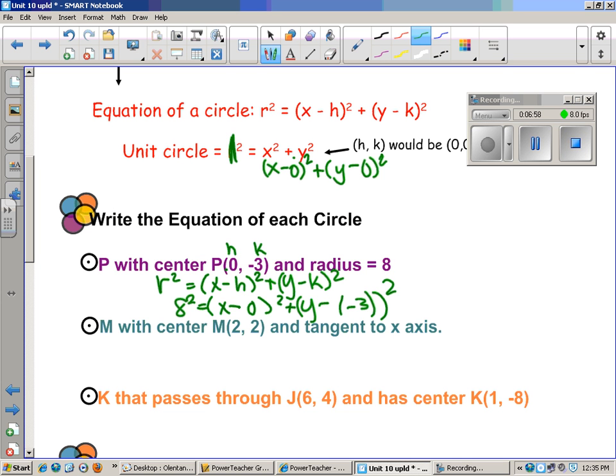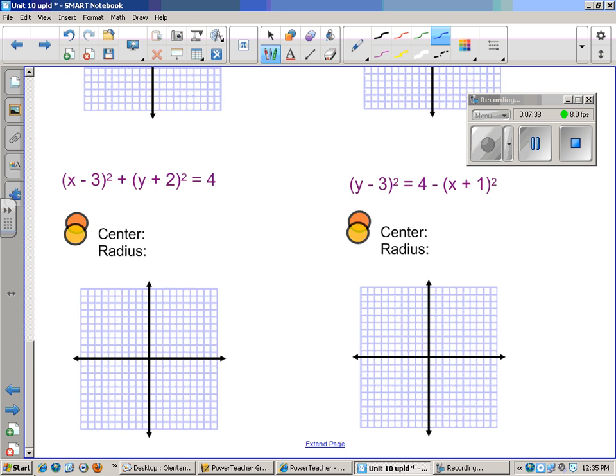Okay, then I just need to clean it up. We're done plugging in, I just need to clean it up. So I'm going to turn 8 squared into 64. And then x minus 0, isn't that just x? So I'm just going to turn that into x squared. And then y minus negative 3 is the same as y plus 3. So I'm going to add (y + 3) squared. So that's the final cleaned up version. Make sense? All right, let's do an extra one here.